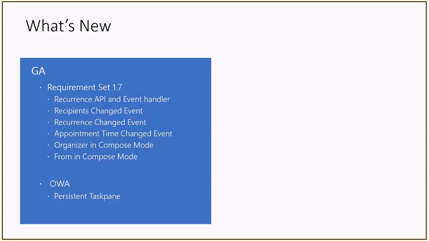The Outlook for Web persistent task pane has also been made generally available, and it's just a simple manifest change. It's called SupportsPinning. If your manifest includes that, the task pane can now be pinned in Outlook for Web. We had this before in Outlook for Desktop, but at Ignite we announced that it's generally available for Outlook for Web as well. Next, please.